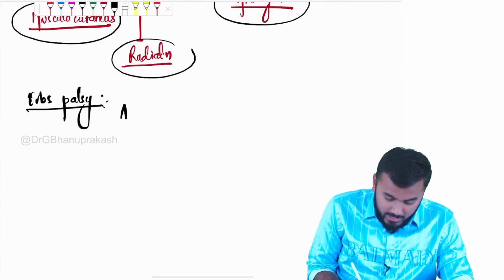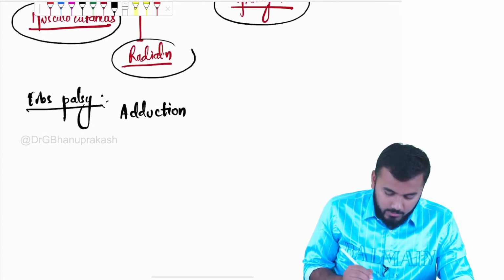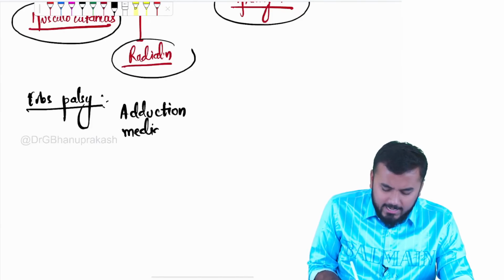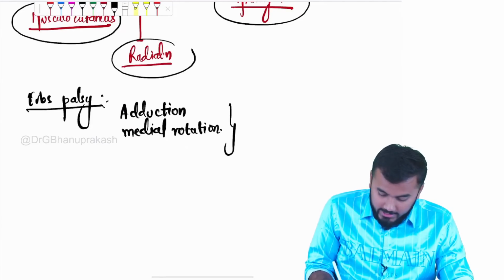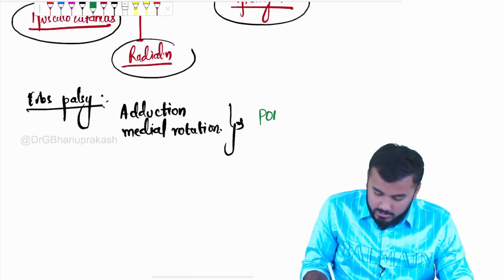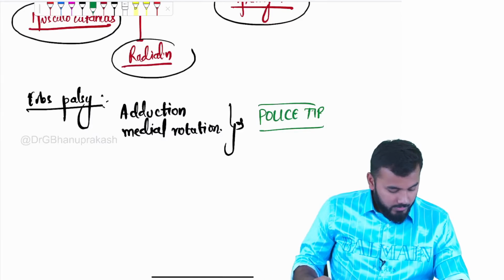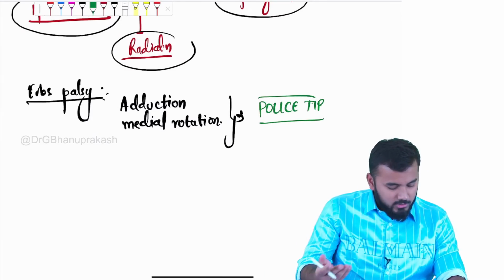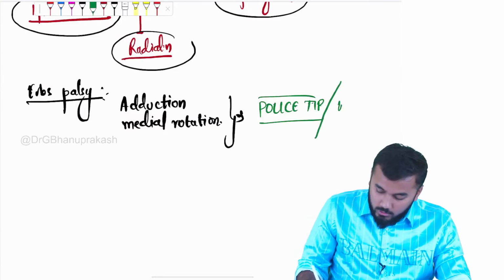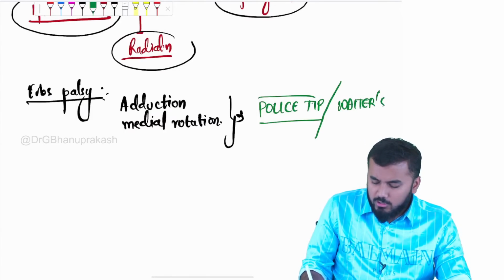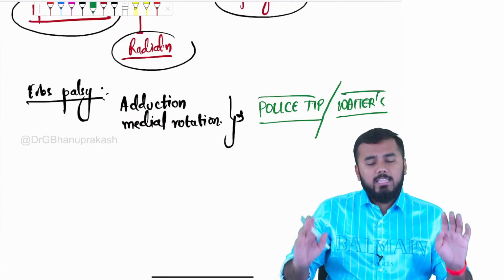So in Erb's palsy, there will be adduction, Ayman Kazi, you're right. Adduction, okay, and medial rotation because lateral rotation is not working. So that is the reason why you call it police tip deformity. Now, waiter's tip, yes, even waiters also. Kabela is telling it as waiter's tip. Thank you, Kabela. It is also called waiter's tip because even waiters take the tip in that way, right? Fine. This is the important thing.